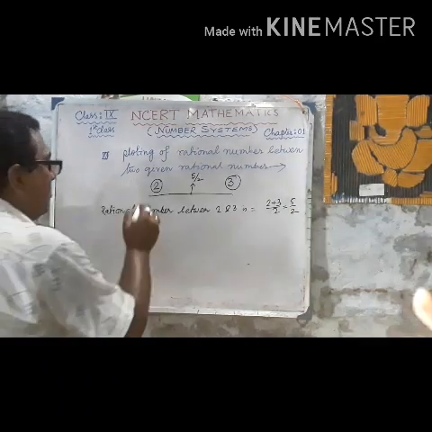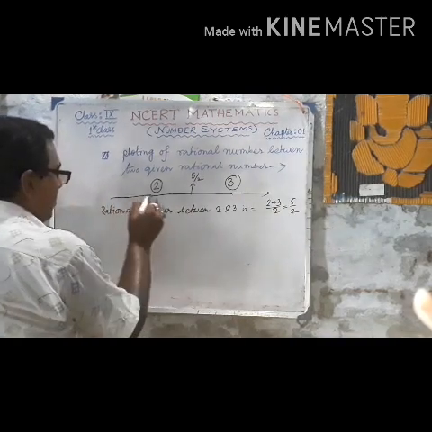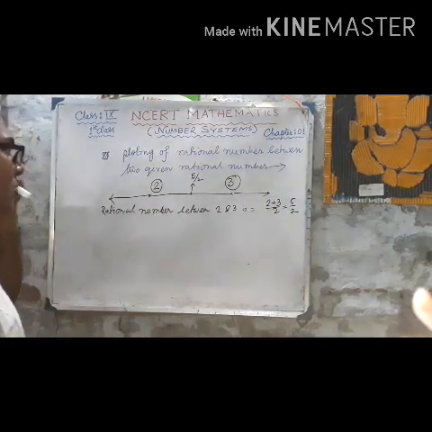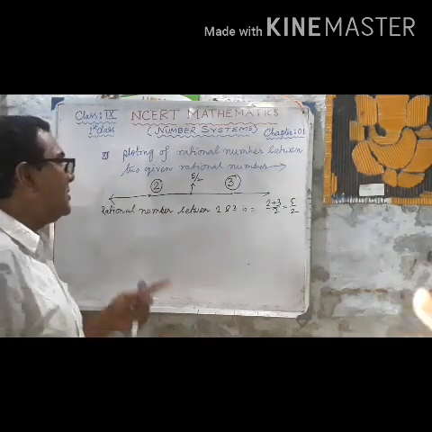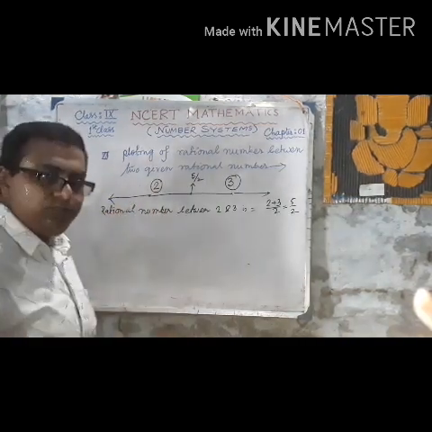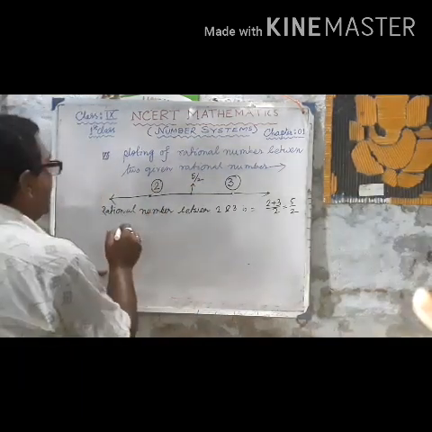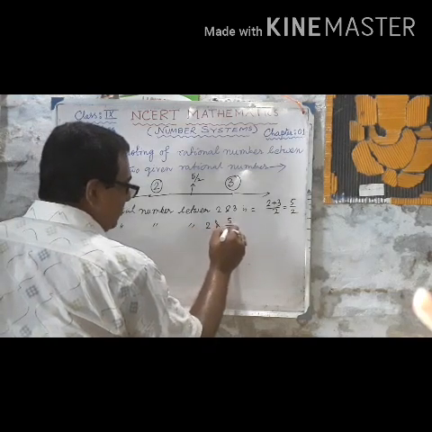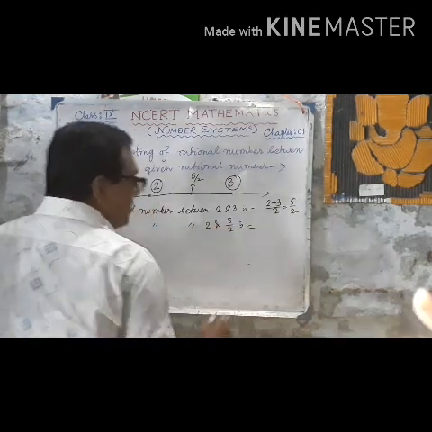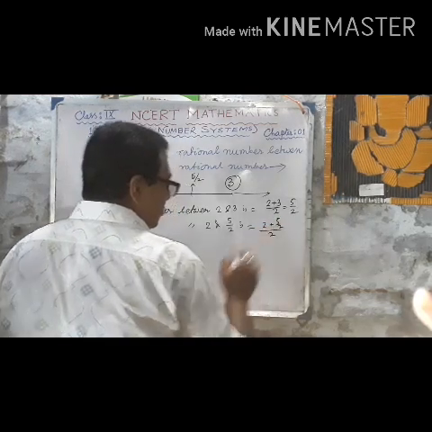Now we have to put some rational numbers between 2 and 5 by 2, and between 5 by 2 and 3. The rational number between 2 and 5 by 2 is 2 plus 5 by 2, all divided by 2.